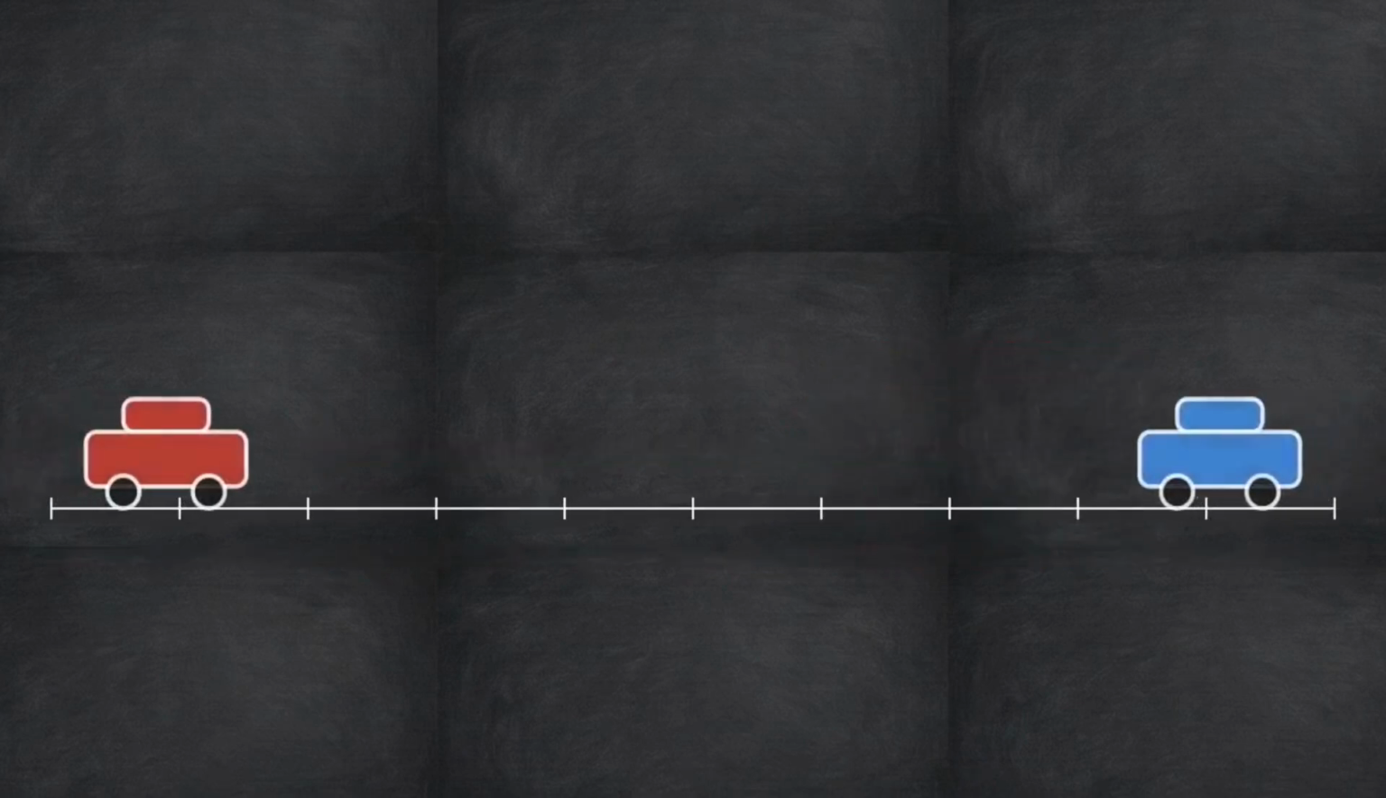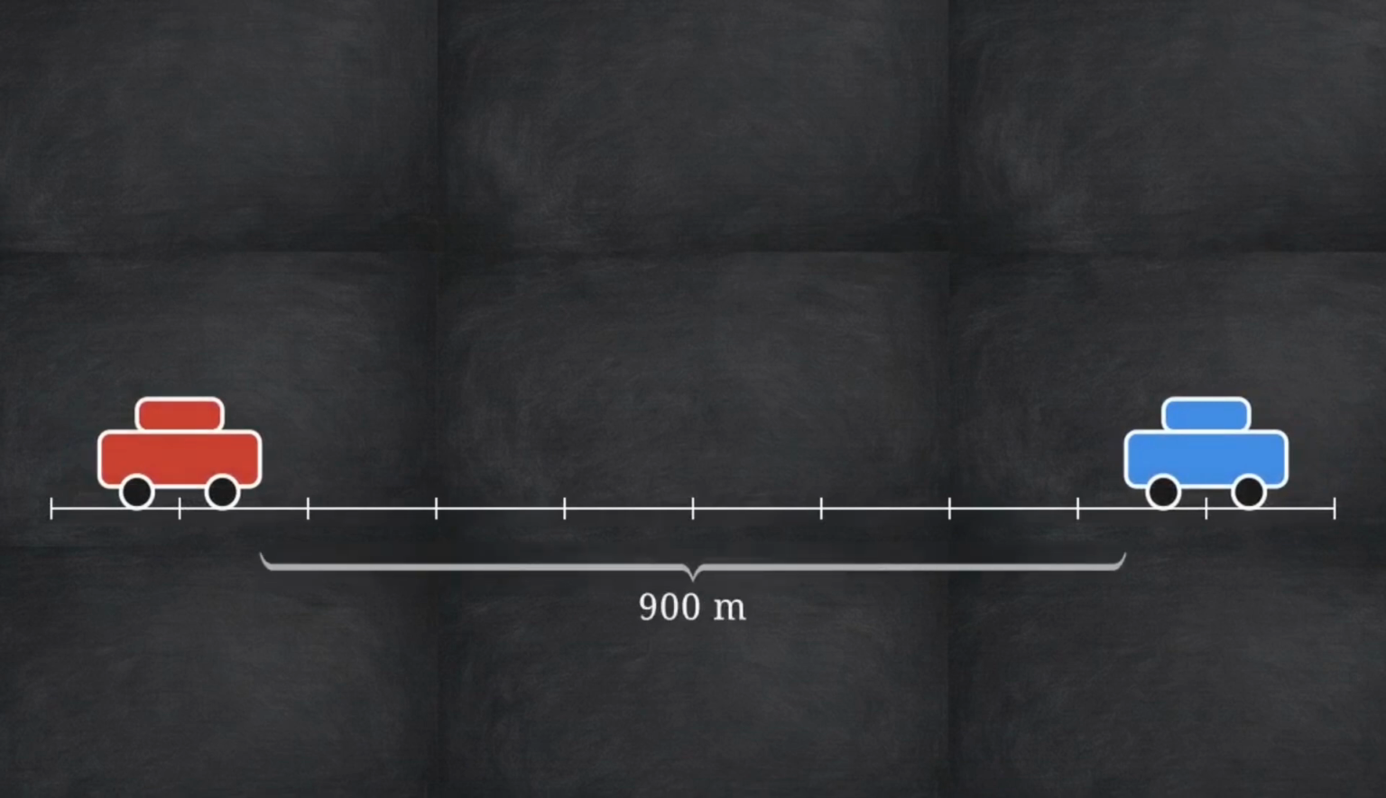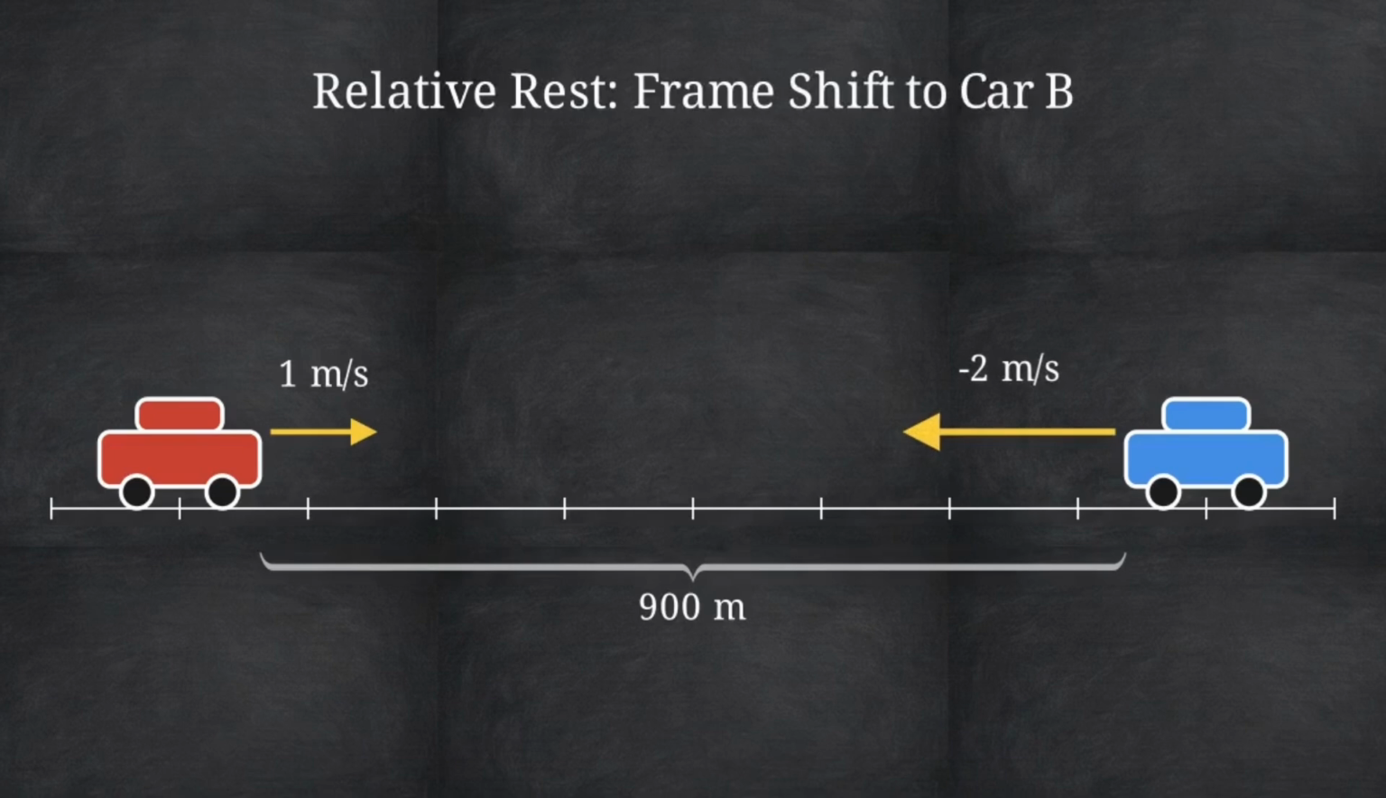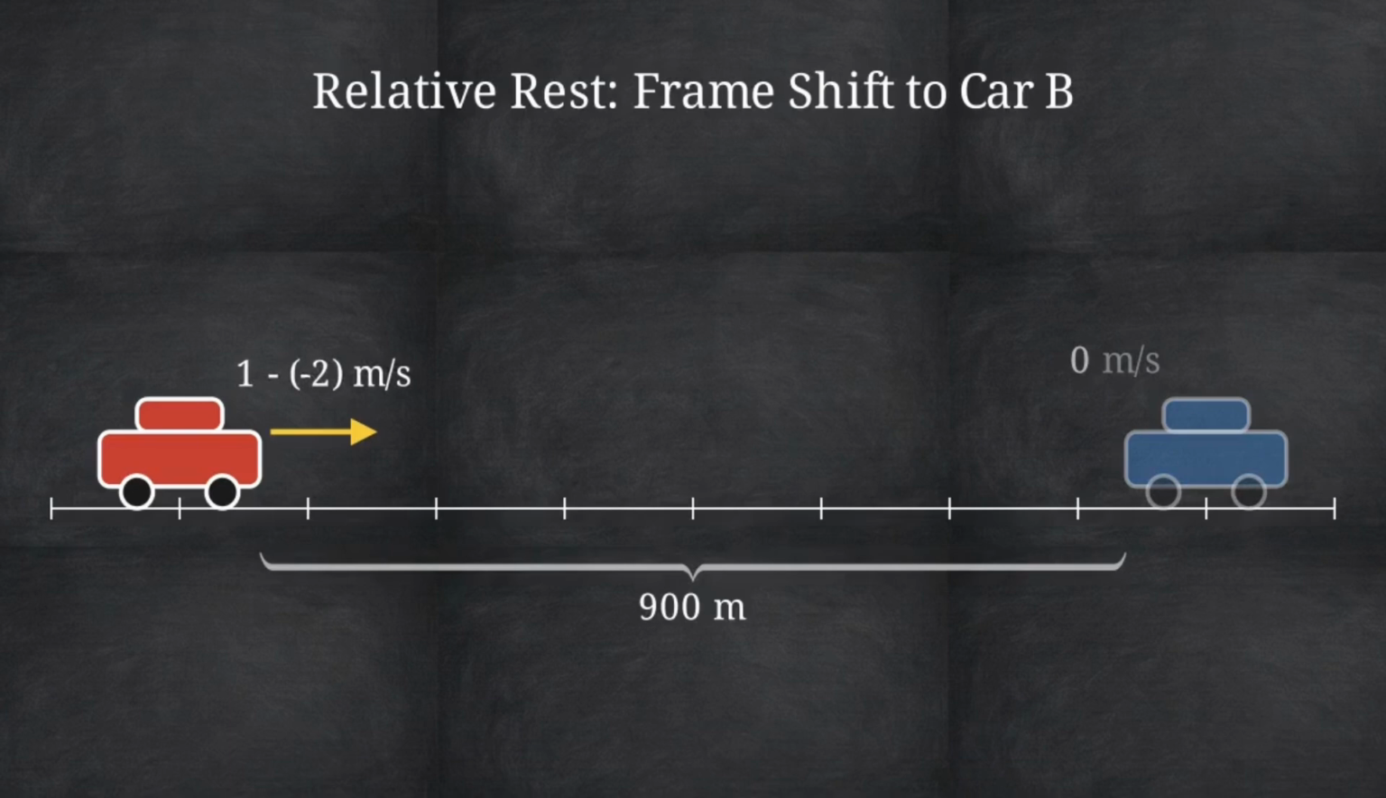In this scenario, car A and car B are placed on an x-axis, separated by a distance of 900 meters. In the ground frame, they move toward each other at steady speeds of 1 meter per second and 2 meters per second. To solve this efficiently, we execute the frame shift. We subtract car B's velocity from the entire system, forcing car B into a state of relative rest.